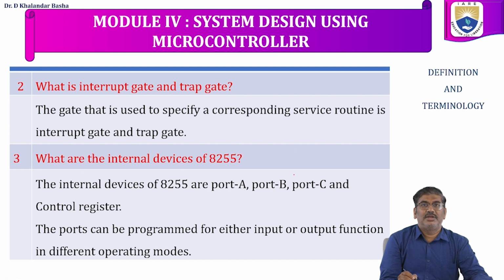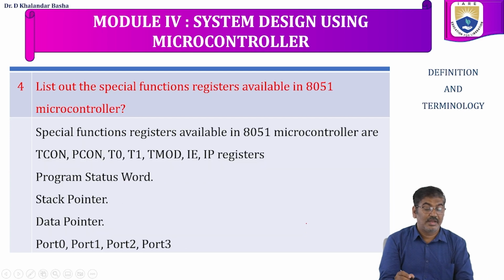What are the internal devices of 8255? The internal devices of 8255 are port A, port B, port C and control register. The ports can be programmed either in input or output function in different operating modes.